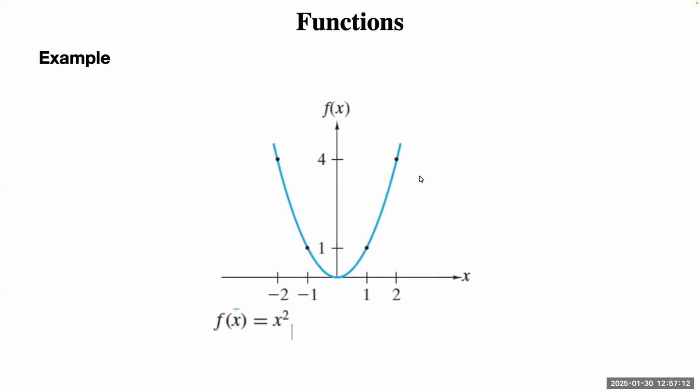So here's the graph. The domain would be all real numbers, right? And for the range of the graph of x squared, the smallest it ever is 0, otherwise it's positive. So the range is 0 to infinity on the y-axis, whereas the domain is minus infinity to infinity.